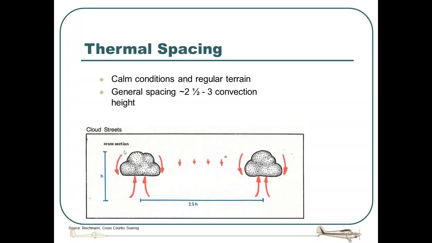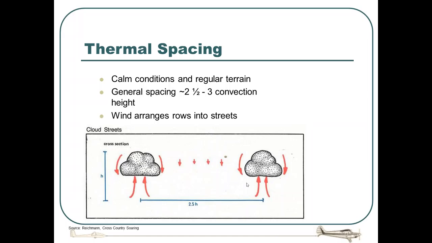2 times 6 would be 12, plus another half of that, so we'd end up at 15 to 18,000 feet apart, general spacing between clouds. So that's what you'd be flying between. You'd come in over here, zoom up in a thermal over here, get to the top of the thermal, and glide down to here, pick it up over here, and go up again. Once again, from the top of the working band to the bottom of the working band, if you go too far down, it'll take you way too long to get up.